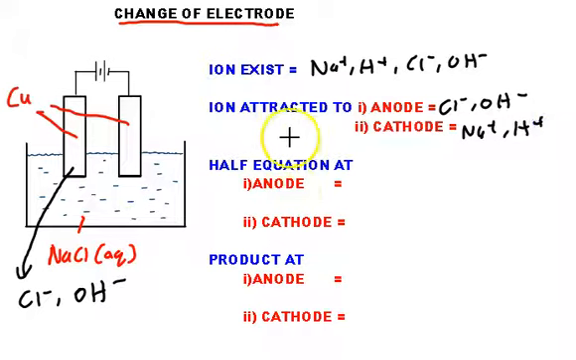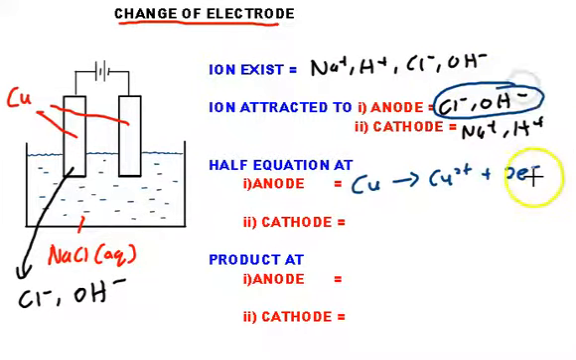Okay, so what happens in your half equation is the copper itself will be dissolved and it will produce ions and electrons. So none of this will be selected. So it only happens at the anode.